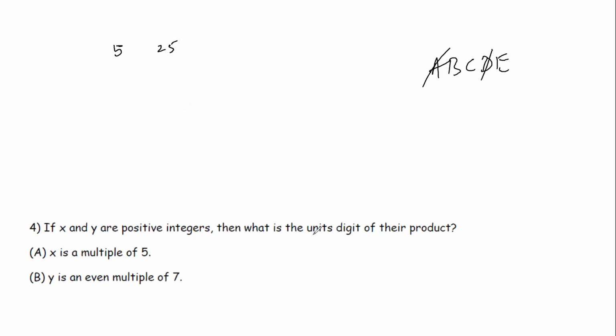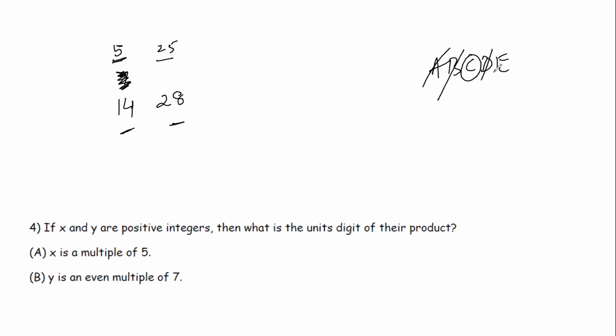Now statement B: y is an even multiple of 7. So can we take 7? No. Can we take 14? Yes. Can we take 21? No. Can we take 28? Yes. Correct. So I've taken 2 examples for x and 2 examples for y. Now, statement B alone also doesn't answer the question, what is the unit digit of the product? So B is also out.